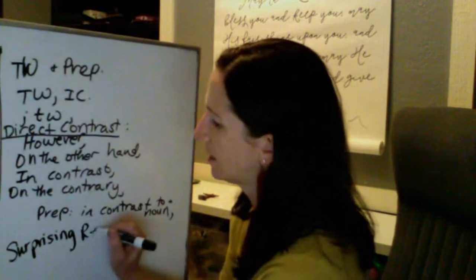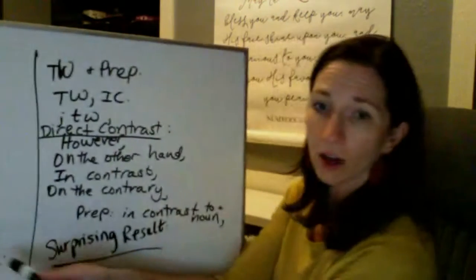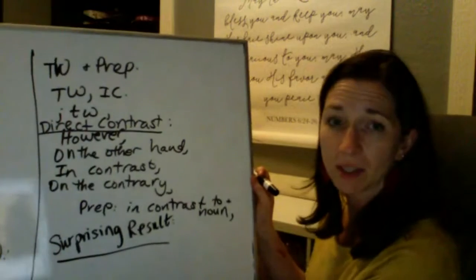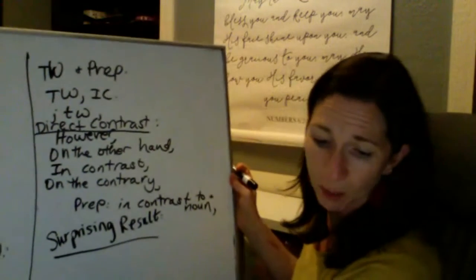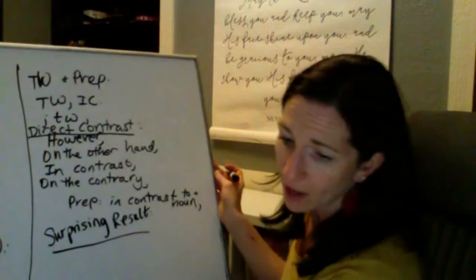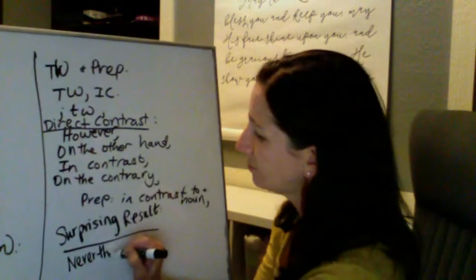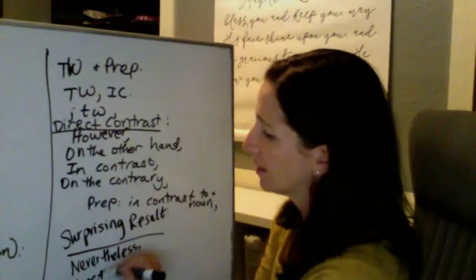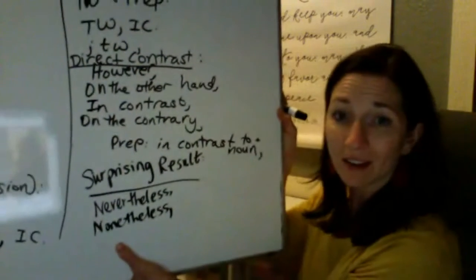Now we also talked about concession or surprising result. These are similar in meaning to although, even though, and though, but these are transition words and prepositions. So with surprising result, we have a couple of phrases: nevertheless and nonetheless. These are both transition words. You may have never used them before.